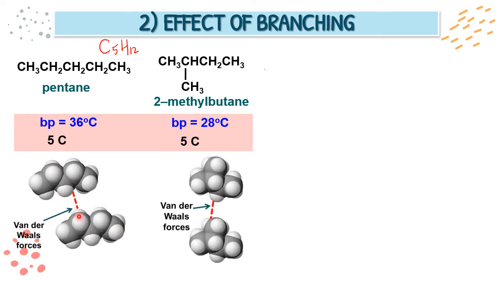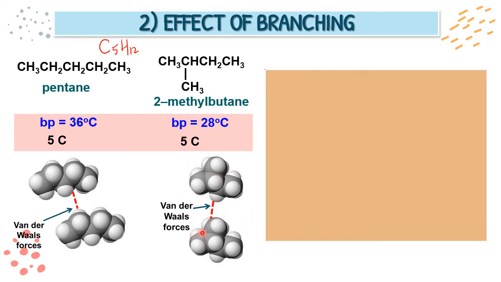So, in a diagram, this is how it looks when we have a straight chain alkane compared with one that has a branch. The straight chain structure is less compact, while this one, if you look here, is slightly spherical. So what happened? The surface area for the van der Waals forces inside 2-methyl butane will decrease.